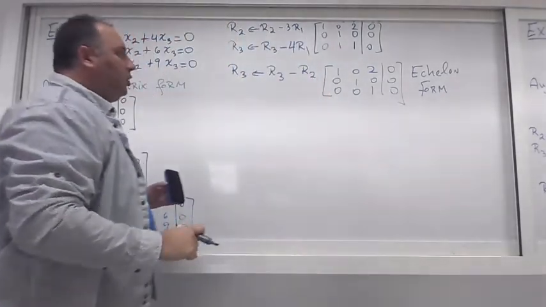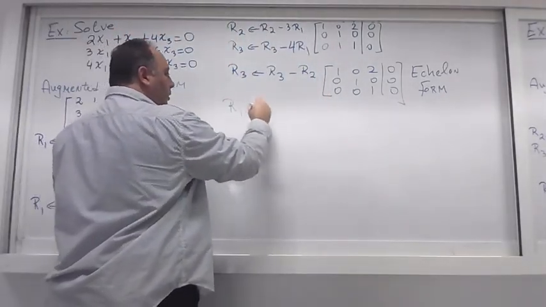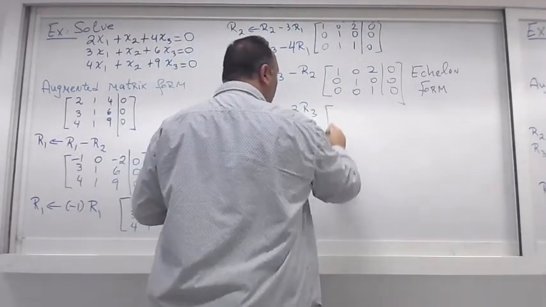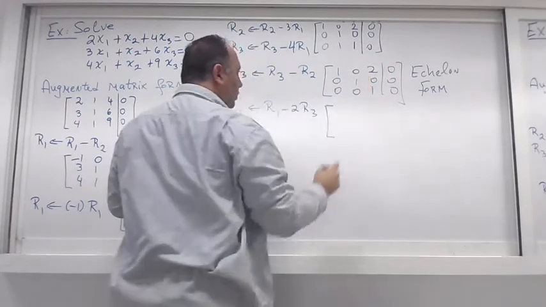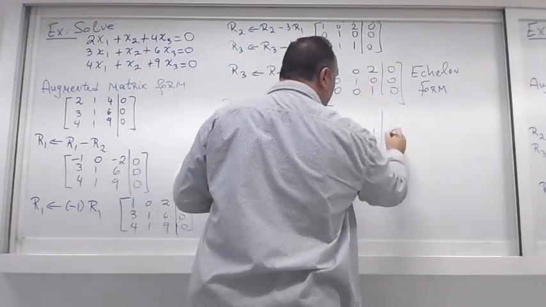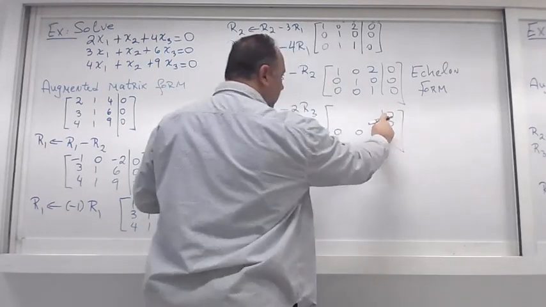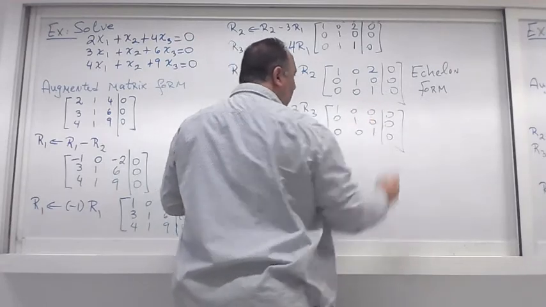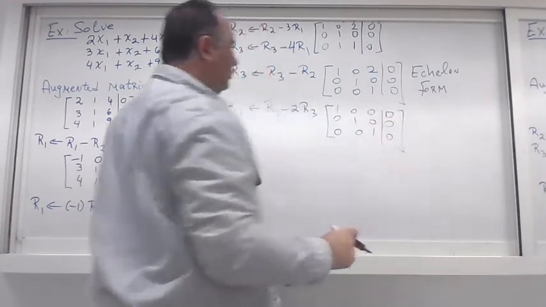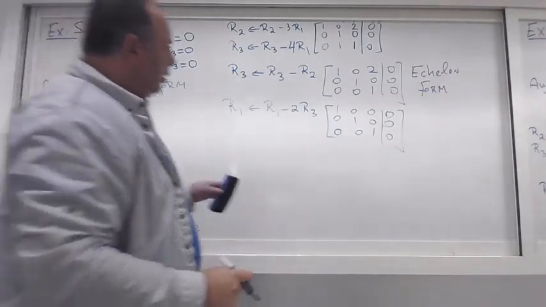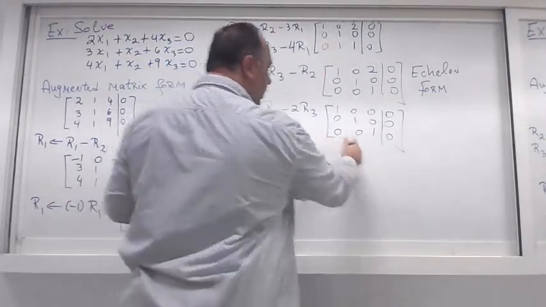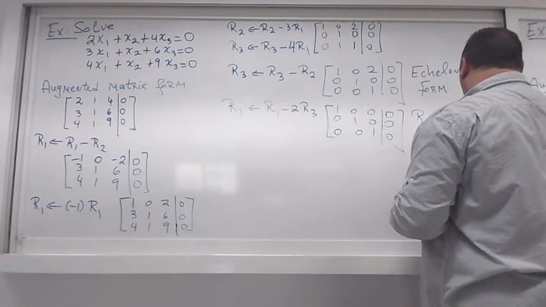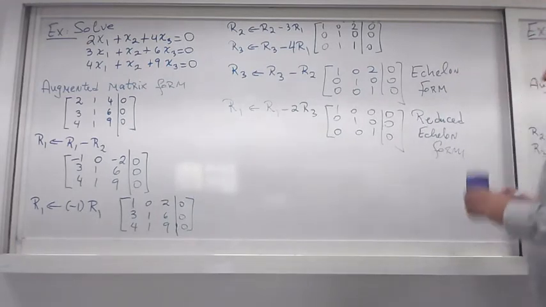We are not yet at reduced. Now we are going to get there. Row 1 minus 2 times row 3. Why? Well, I need to introduce 0 at this position here. 0 down, you always get 0. What does this mean? I have my reduced echelon form. So I'm done, I stop.